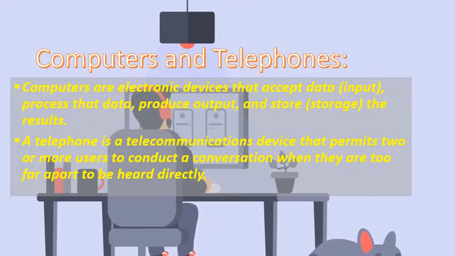Now we are about to learn about computers and telephones. Computers are electronic devices that accept data as an input, process the data and produce output, and store the result in internal memory. A telephone is a telecommunications device that permits two or more users to conduct a conversation when they are too far apart to be heard directly.